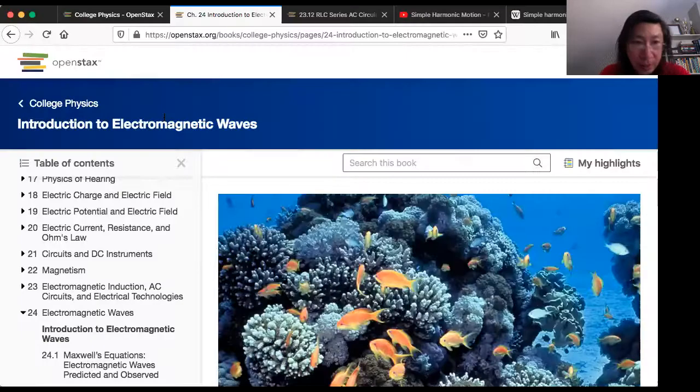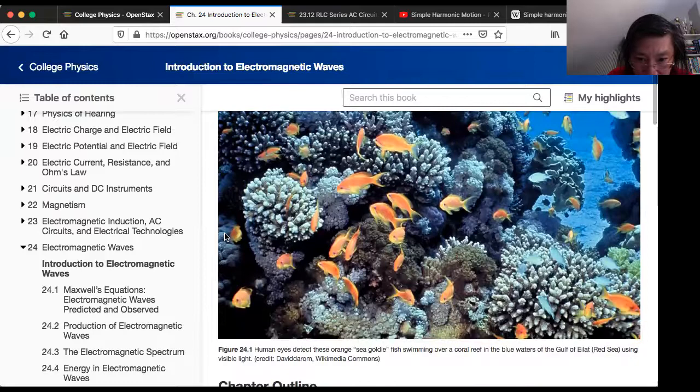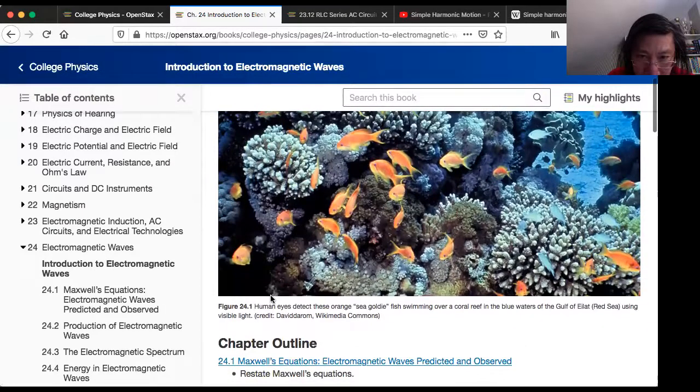You're going to go back and read the textbook a little bit more carefully as I'm going through, so that you can understand, oh, this is what it is. Internalize your understanding of how these electromagnetic waves are created. Okay, here we go. Now, here's an introduction to electromagnetic waves. This is chapter 24 in the college physics OpenStax textbook. Okay, and so this is a cool picture.